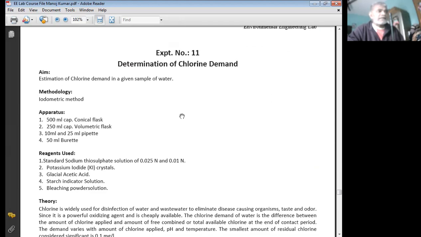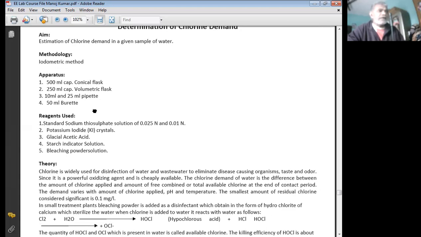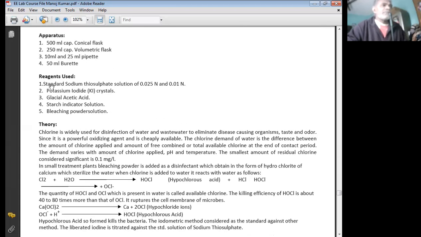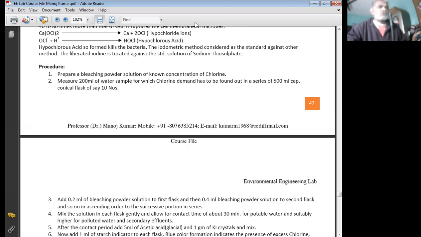Determination of chlorine demand. Apparatus: 500 ml conical flask, 250 ml volumetric flask, 10 ml and 25 ml pipettes, 50 ml burette. Reagents used: standard sodium thiosulfate solution, 0.0525 N to 0.09 N, potassium iodide, glacial acetic acid, starch indicator solution, bleaching powder solution.